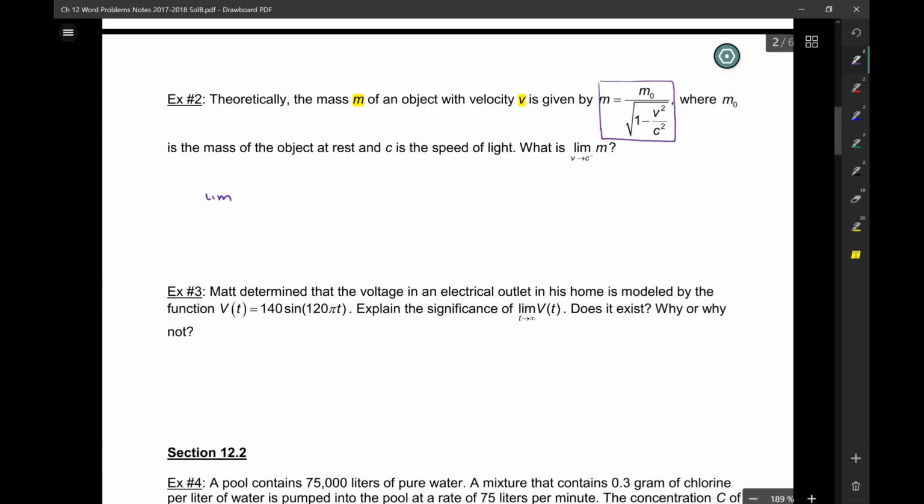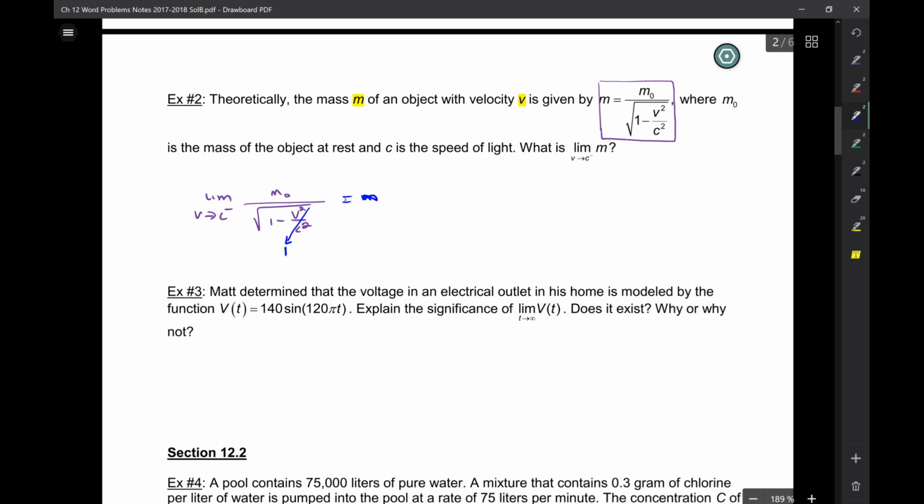So the limit as v approaches c from the negative side of m naught over the square root of 1 minus v squared over c squared. Right? So here's how we do it. We say this will approach 1. It doesn't equal 1, it approaches 1. And so 1 minus something close to 1 is almost 0. And m naught over almost 0 will be infinity.